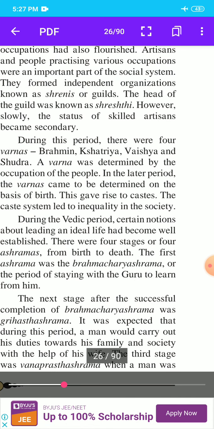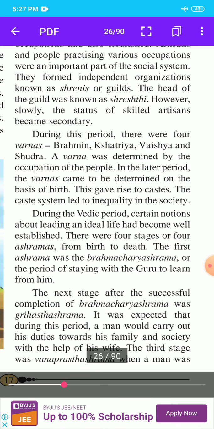During the Vedic period, certain notions about leading an ideal life had become well established. There were 4 stages, 4 ashrams, from birth to death. How many ashrams? 4 ashrams. The first ashram was Brahmacharya ashram, or the period of staying with the Guru to learn from him.